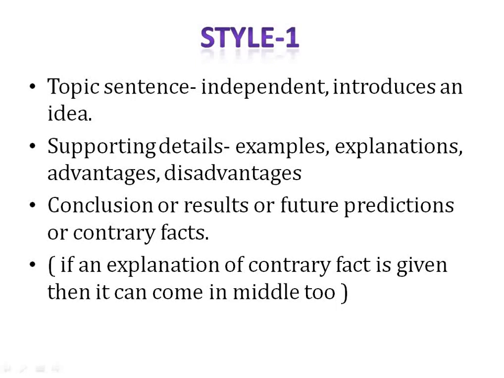So next is supporting details. Next, the second, third or fourth paragraph contains supporting details such as examples, explanations, advantages or disadvantages or any process related to the topic sentence. The last paragraph usually contains a conclusion or results or any future prediction or any contrary fact, means any opposite idea. And if an explanation of a contrary fact is given, then it can come in the middle too, because if the writer gave an explanation of that contrary fact, of that opposite fact, then it can come on the second or third position as well.